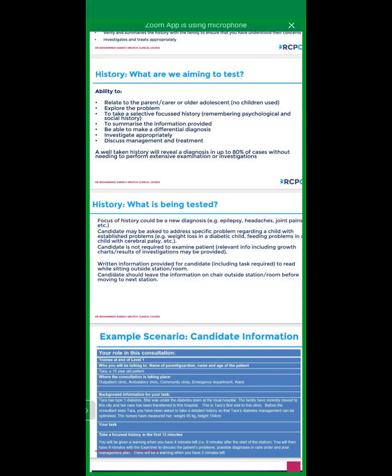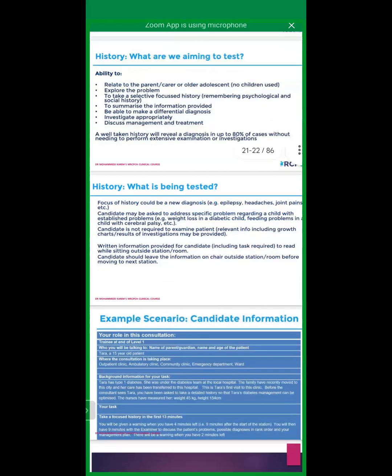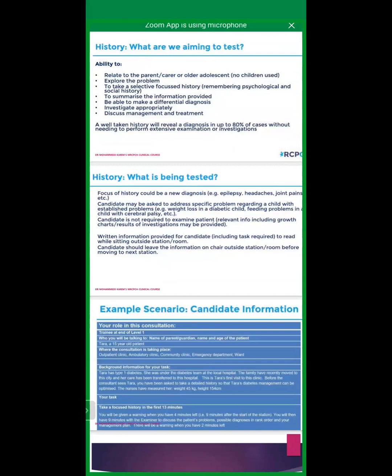Say, I'd like to examine the child first. If he's unstable, for example, I'll stabilize him. Then I'll examine him thoroughly, and then do investigations, involving my senior. Don't jump to the investigations. And then management and treatment.